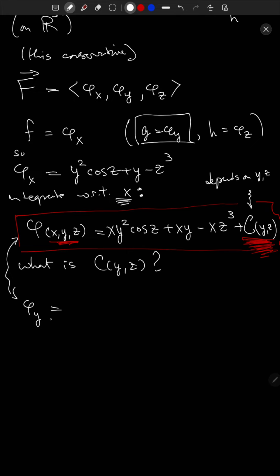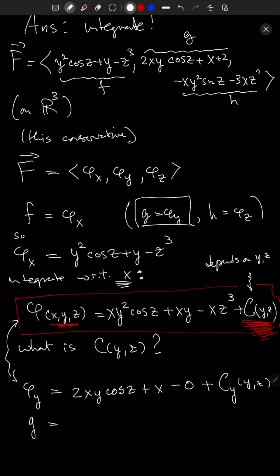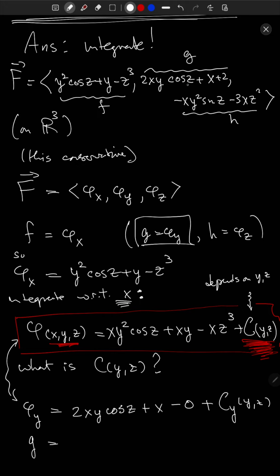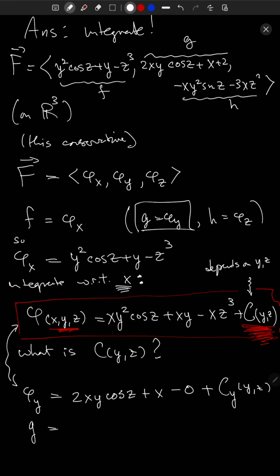All right. So phi sub y is 2xy cos z plus x minus 0, because xz cubed, when I differentiate with respect to y, goes away, plus c sub y. All right, and let me emphasize again, that's a two-variable thing. Maybe it doesn't look like I made any progress, but again, like I said, we know g. g was given to us in the very beginning. So g is equal to 2xy cos z plus x plus 2.